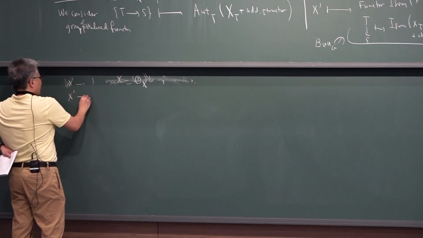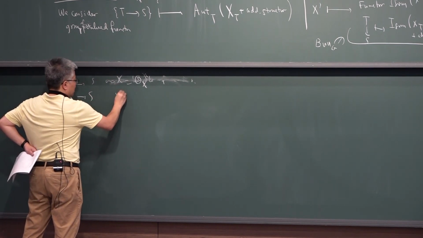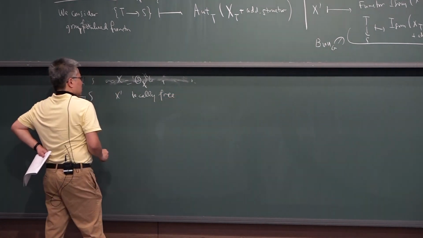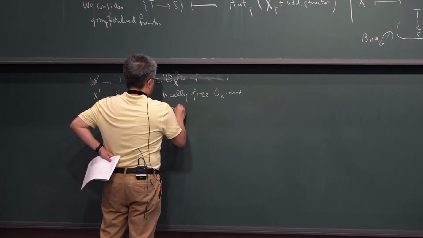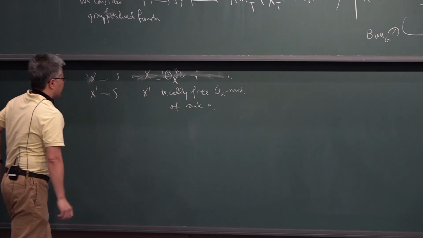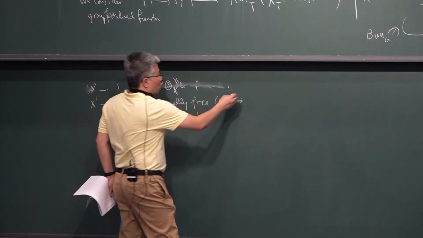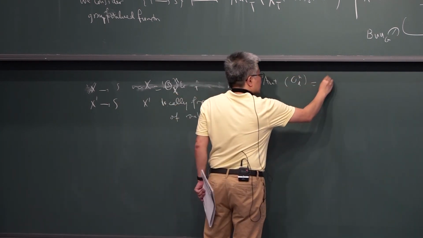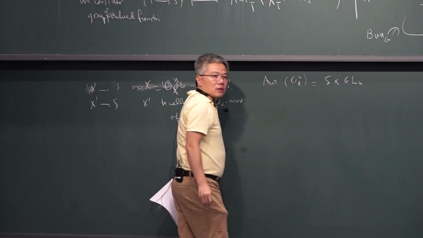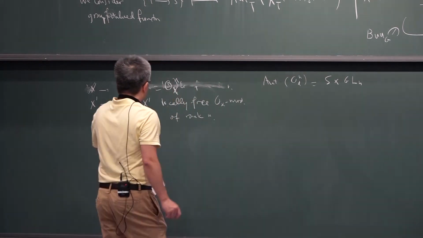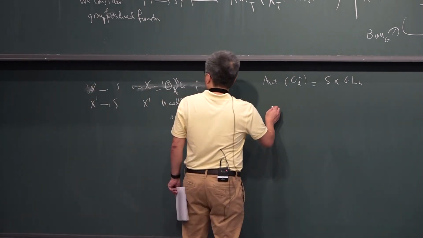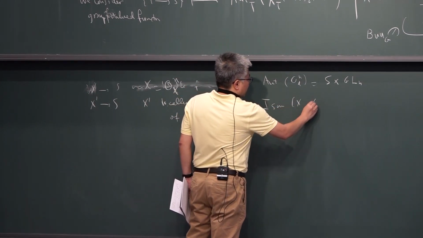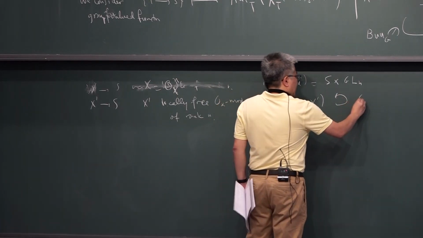And then x prime over s is locally isomorphic to this, and then x prime is just a vector bundle, locally free O_S modules of rank n. And here it is very obvious what the automorphism is: the automorphism of this O_X^n, and note that the Aut over t is just GL_n. This is very easy. So then when you do this Isom thing, the Isom from x to x prime is going to be a GL_n torsor.